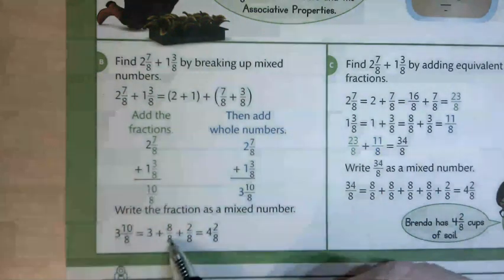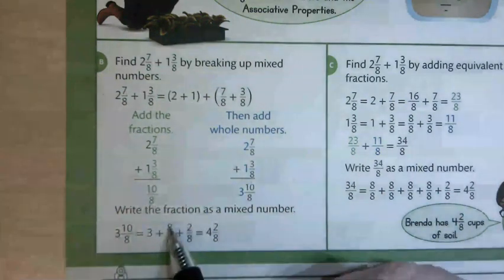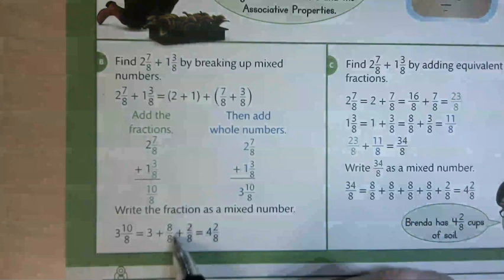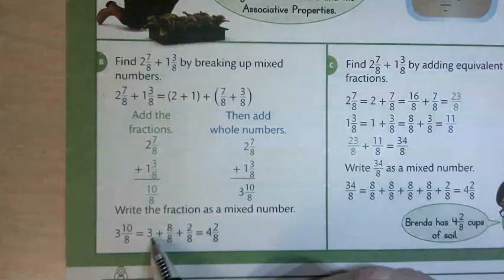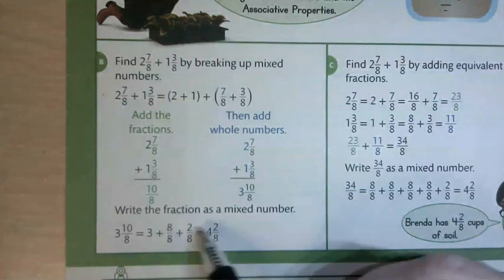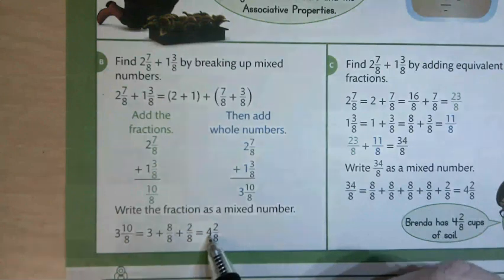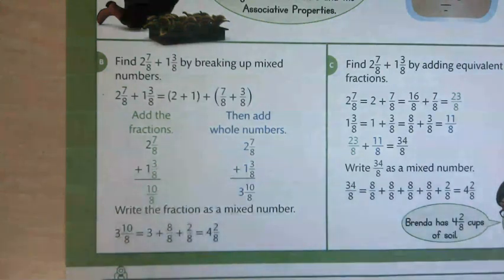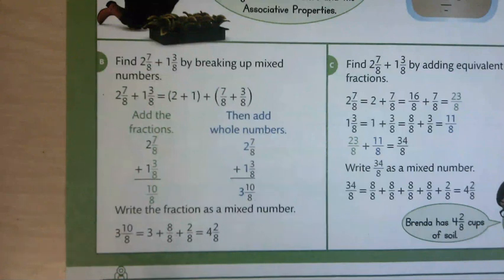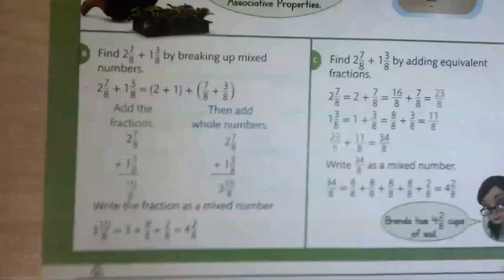Well, 8 over 8, we've talked about before. When my numerator is the same as my denominator, that's one whole. So 3 plus 1 is going to be 4. And then I have 2/8 coming over here as well. All right, so that's how we can break this apart and make it make a little bit more sense. Now, let's go ahead and check out box C.